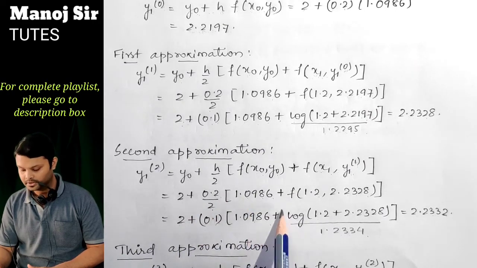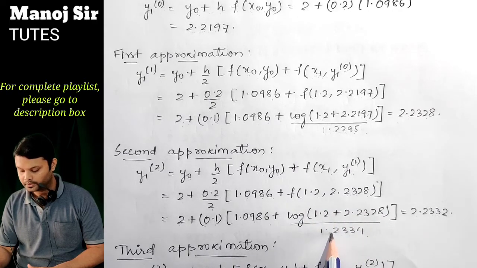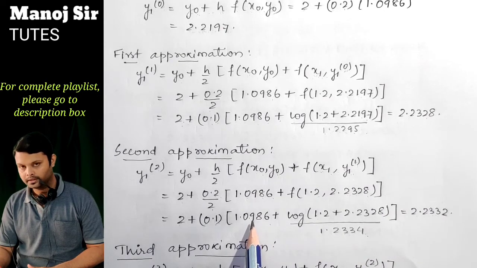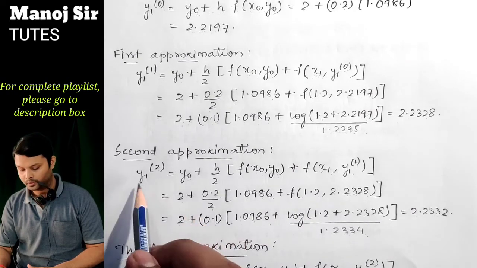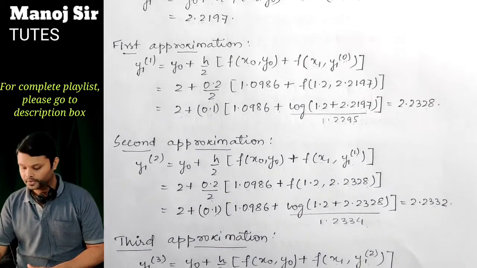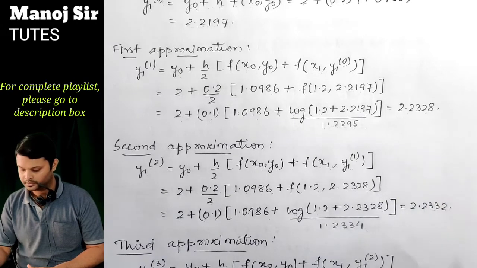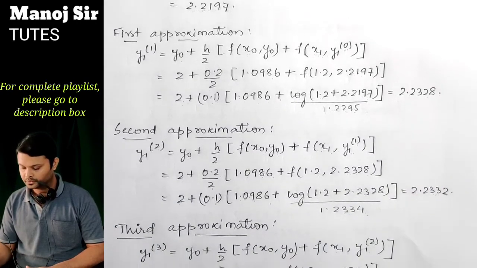This is as it is, plus what is the function? That is log of x plus y. So log of 1.2 plus 2.2328. If you want to calculate this, you will get this value as 1.2334. Now add this with this. Okay, then multiply 0.1 with the answer, then you will add 2 with the answer. You will get y12, that is equals to 2.2332. Now you can see the first approximation value and the second approximation value both are not matching. Okay, up to 4 decimal places they both are not matching.